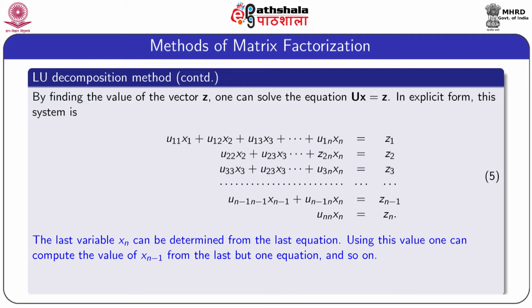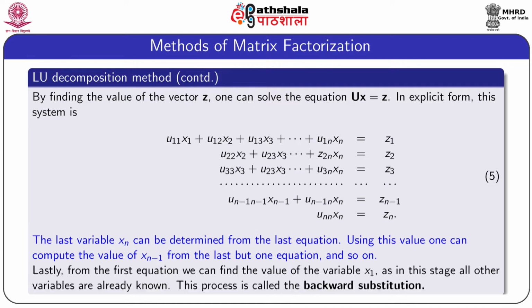So the last variable xn can be determined from the last equation. Using this value, one can determine the value of xn minus 1 from the last but one equation, and so on. Lastly, from the first equation, we can derive the value of the variable x1, as at this stage all other variables are already known. This process is called the backward substitution process.